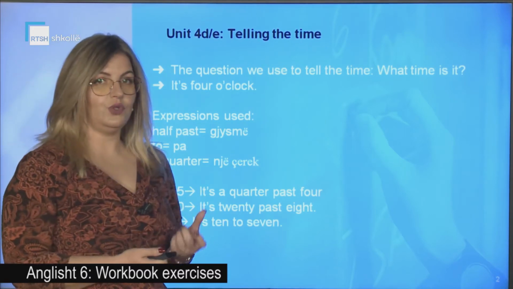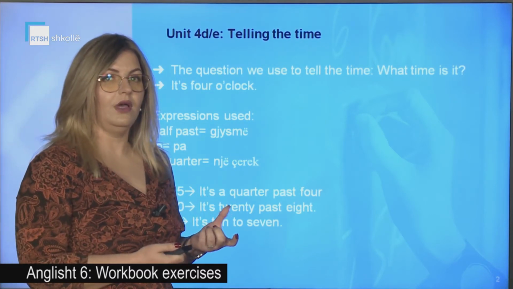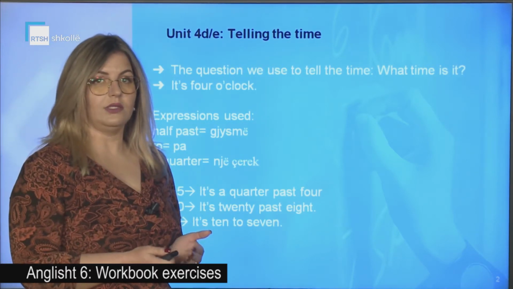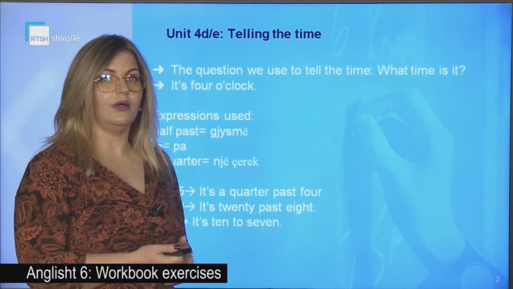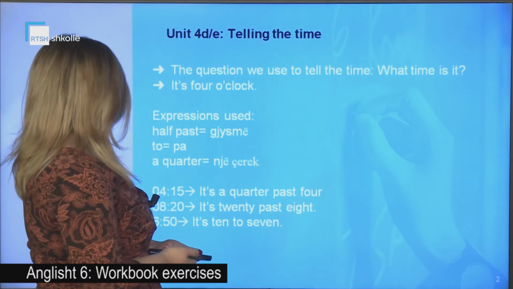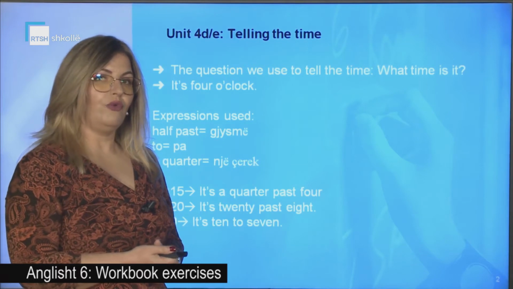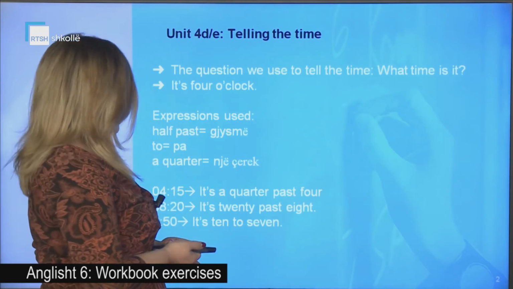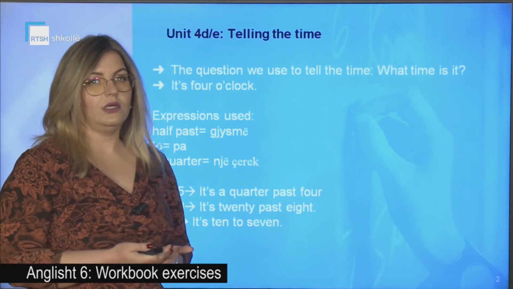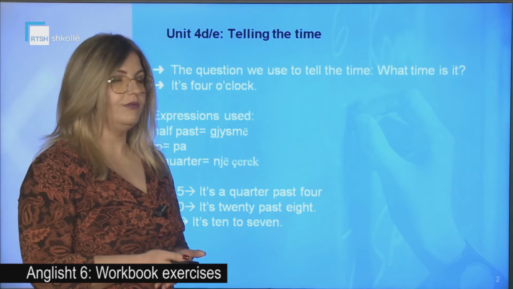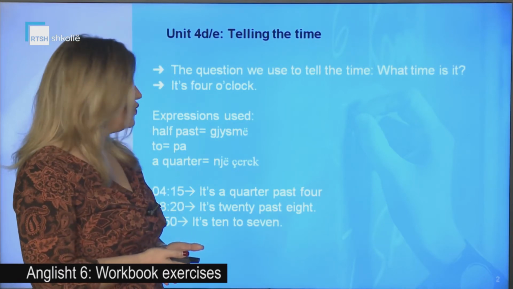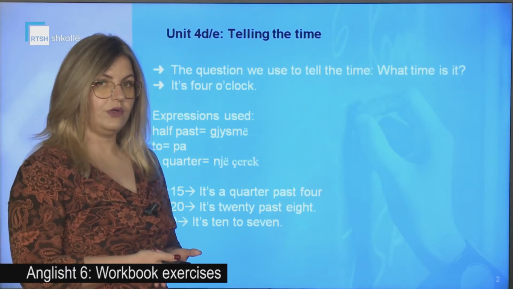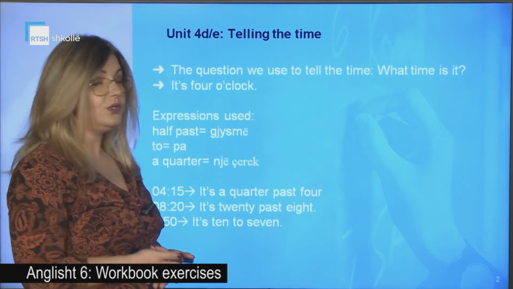Or we have "to" in English, and in Albanian we have pa. And we have "a quarter" in English, and in Albanian we refer to it as një çerek. For example, it is 4:15, and in English we say it's a quarter past 4. It is 8:20, and in English we refer to it as it's twenty past 8, and when it's 6:50 we refer to it otherwise, like it's ten to 7.